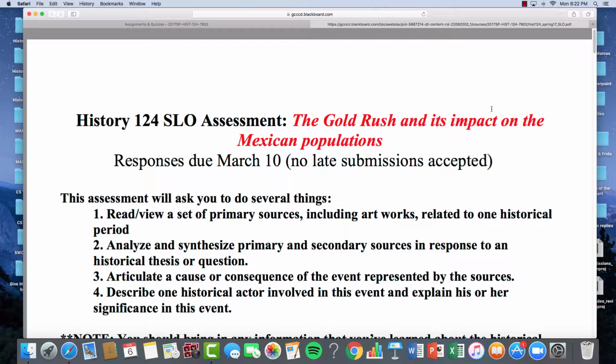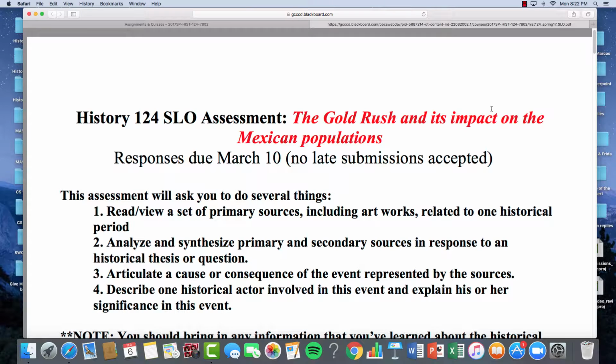Okay, first off, a little bit about what the SLOs are all about. So just a quick sketch in terms of what they mean. Basically, what you're going to be doing is engaging in critical thinking, in that I want you to interpret documents, papers, paintings, items that pertain to something that happened in a time period that we're studying in this class.